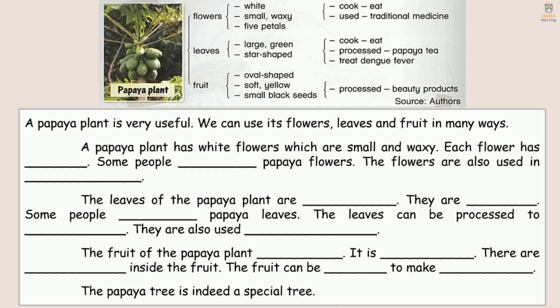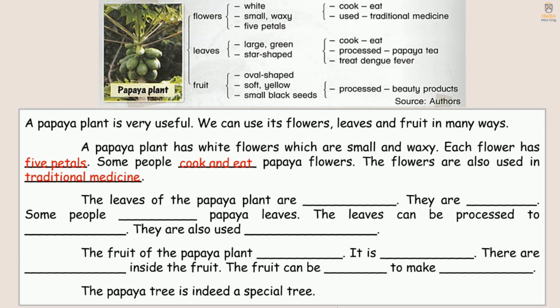A papaya plant is very useful. We can use its flowers, leaves, and fruit in many ways. A papaya plant has white flowers, which are small and waxy. Each flower has 5 petals. Some people cook and eat papaya flowers. The flowers are also used in traditional medicine.